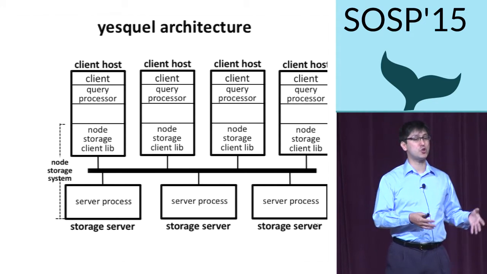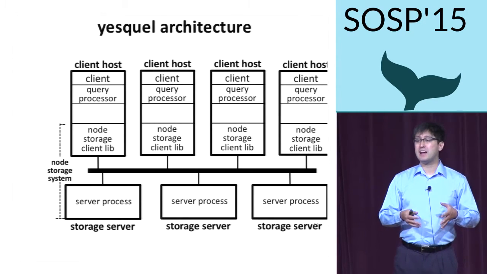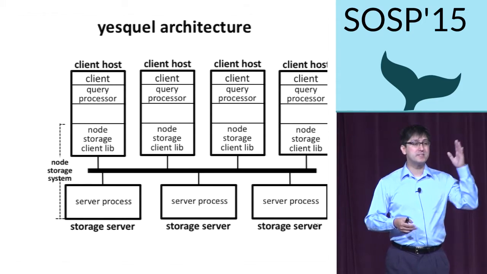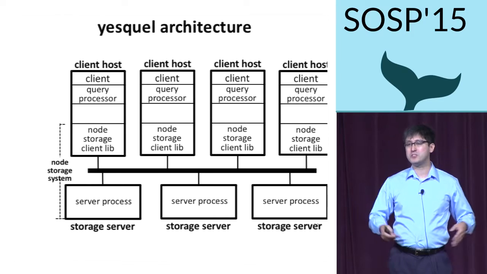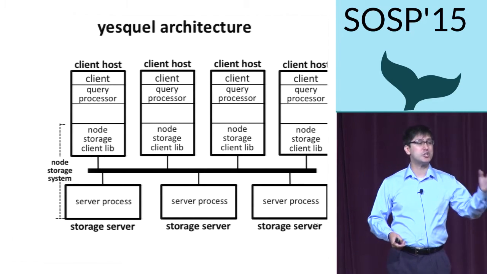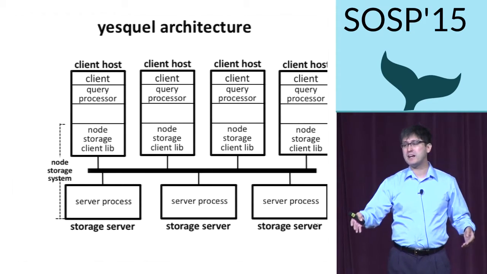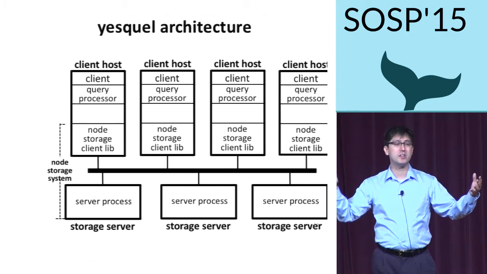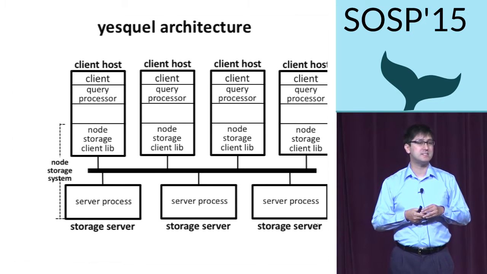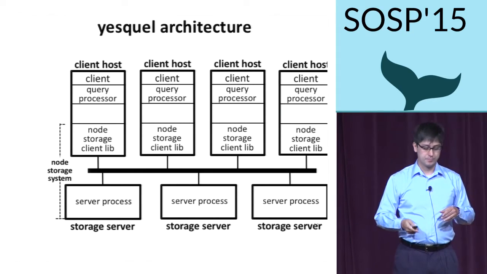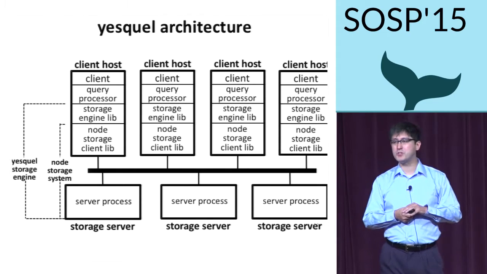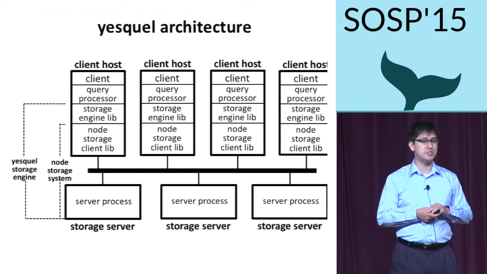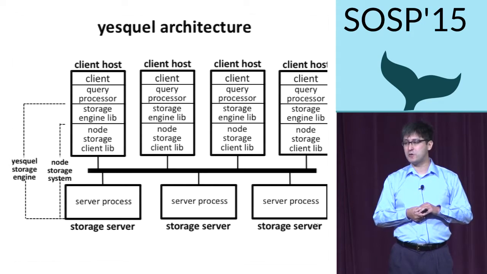The reason we made this choice is because the community already has a lot of knowledge on how to build key value storage systems that are both scalable and fault tolerant by using techniques such as partitioning or sharding for scalability, or primary backup, Paxos replication for fault tolerance. And we are leveraging all this knowledge inside the distributed key value storage system in Yesquel. And between the query processor and the distributed node storage system, we have the storage engine, which I'm also going to talk about a few slides from now.